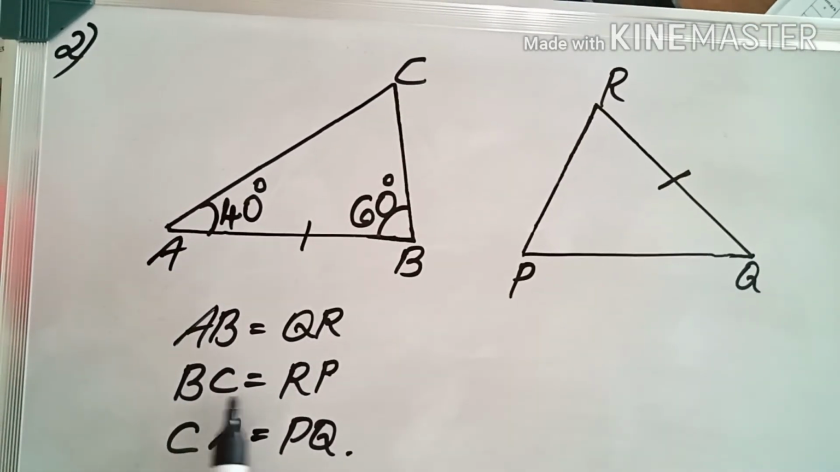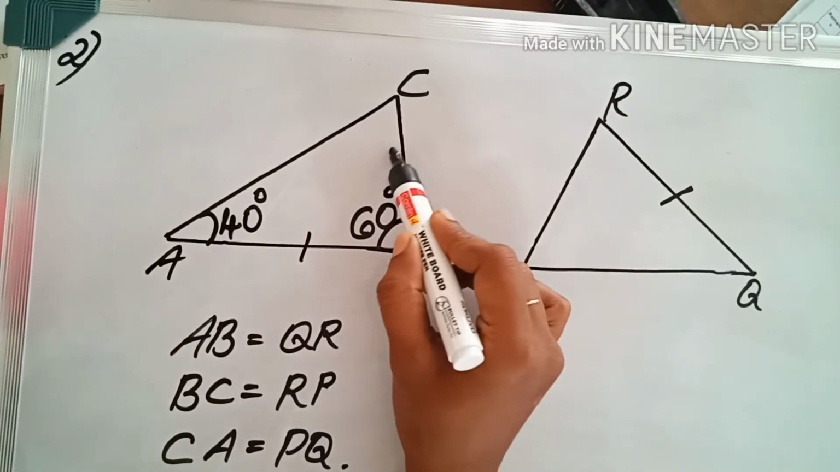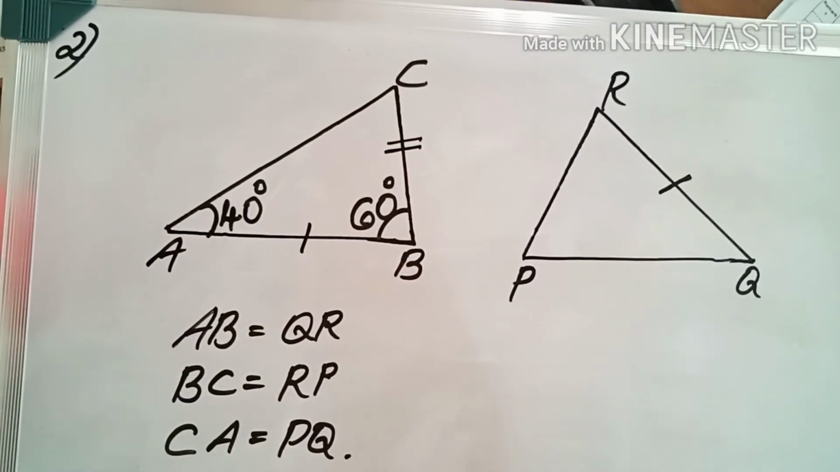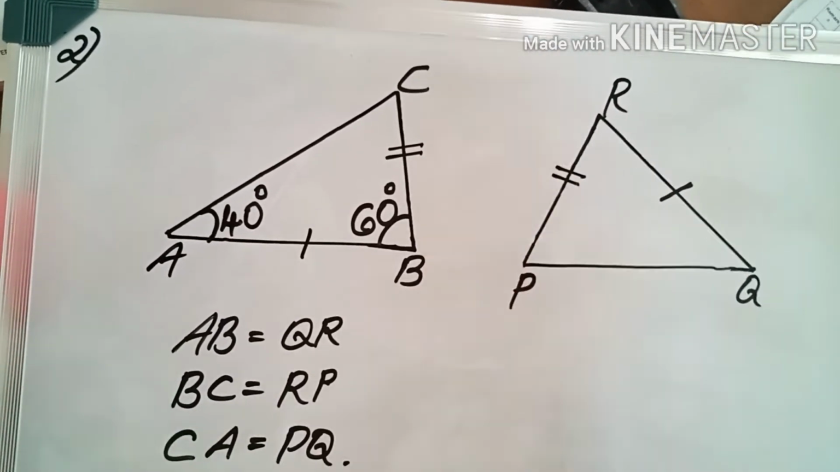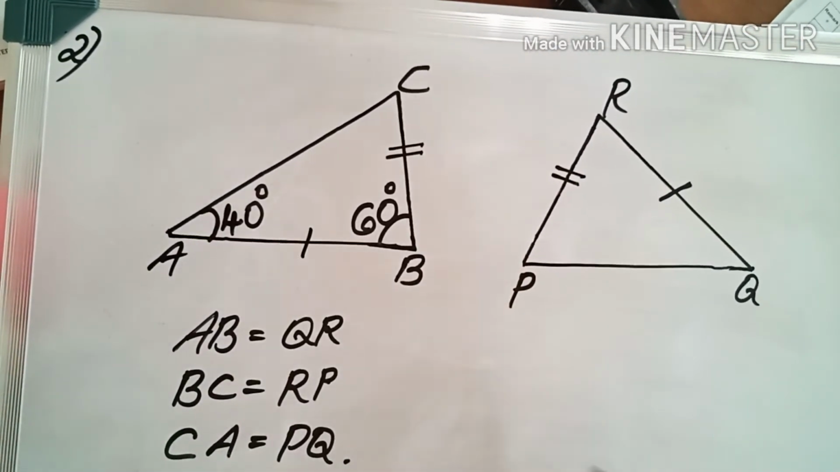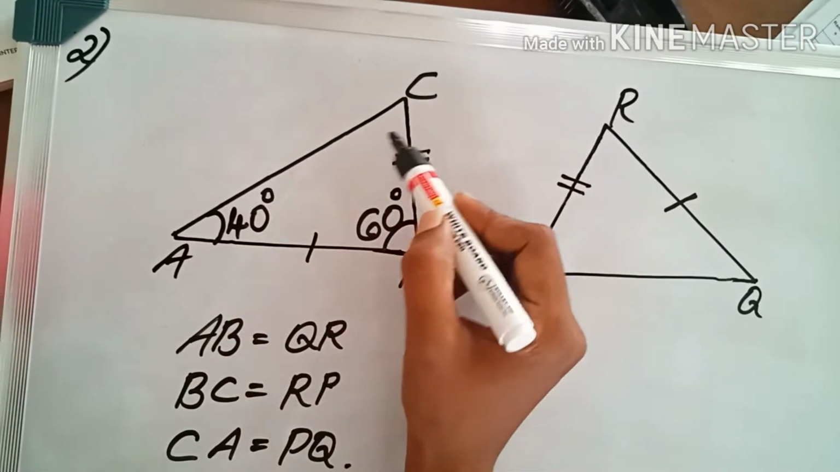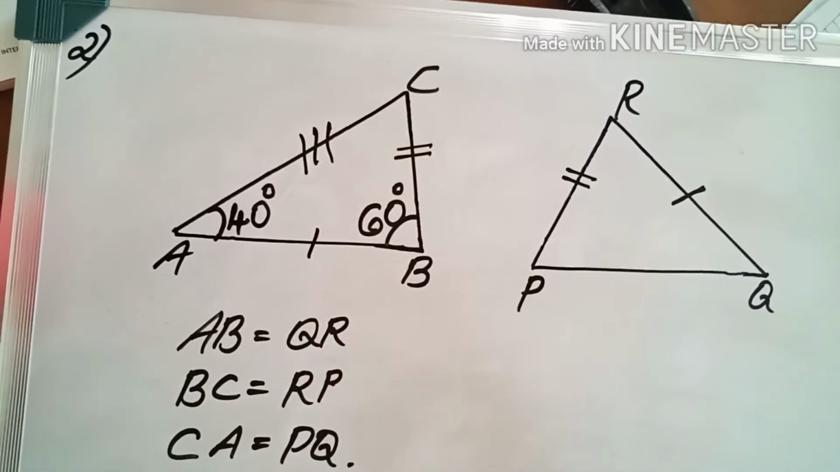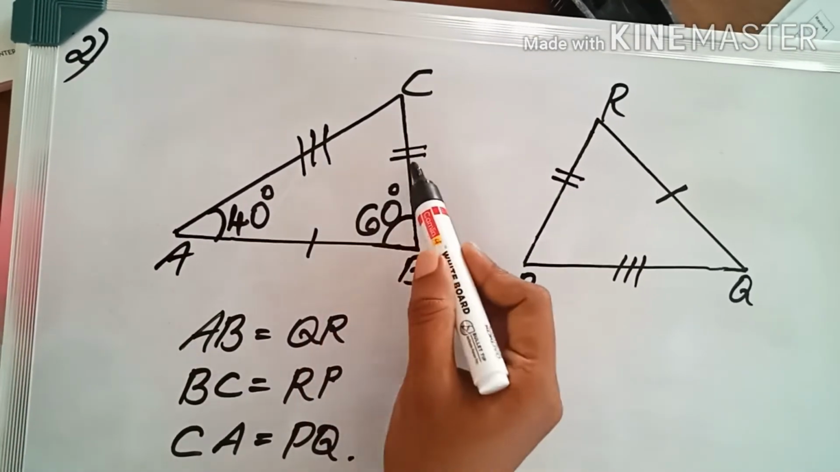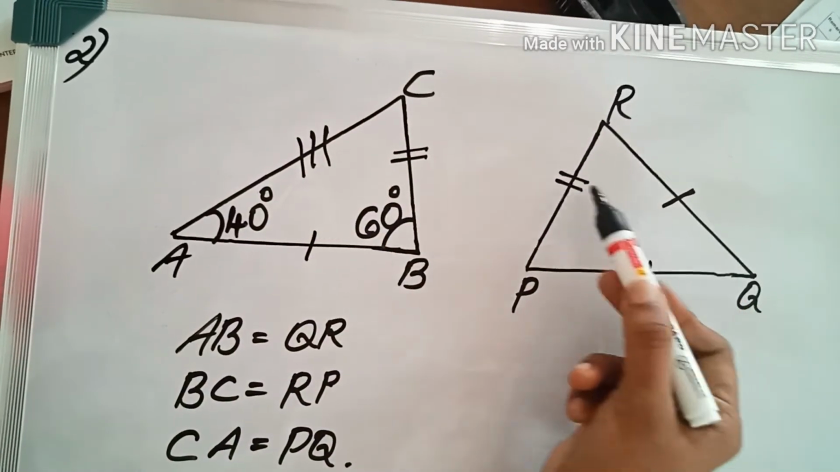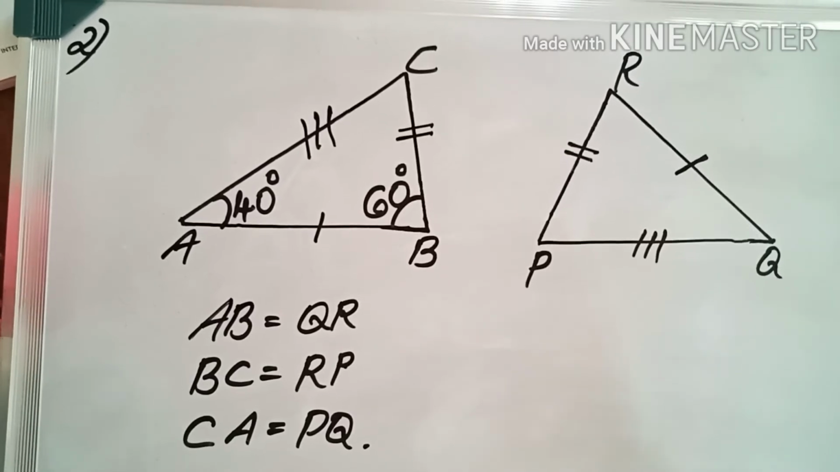Now next is BC and RP. That is the second side, BC and RP. So BC is this side, this is the second side, and RP is here. This is the second side, which is equal to the first triangle's. Now the third one is CA. CA is this side, that is the third side, equal to PQ. This is the PQ side. So we got first side, second side, third side here, and here also first side, second side, third side. These are the three sides which are equal, as given in the question.